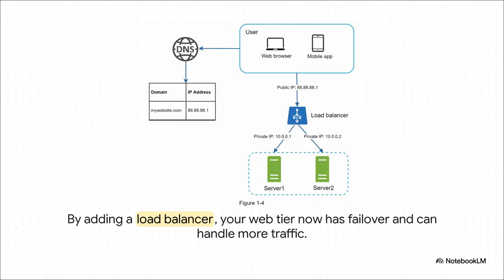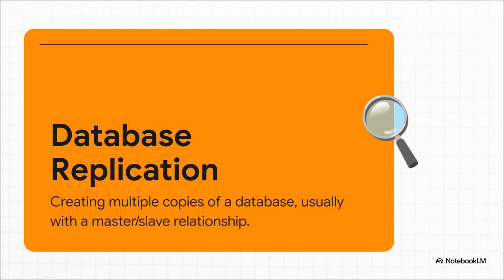So let's see how this works in practice. A user's request comes in, and it hits the load balancer first. The load balancer then just picks one of the available servers and sends the request there. Now, let's say server 1 goes down. No problem. The load balancer sees that and just starts sending all the new traffic to server 2 instead. And just like that, our web tier can handle way more traffic, and it's got failover. It won't crash if one machine dies. Boom. First bottleneck solved.